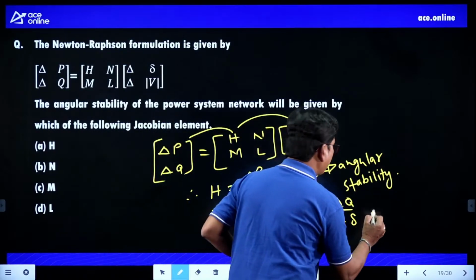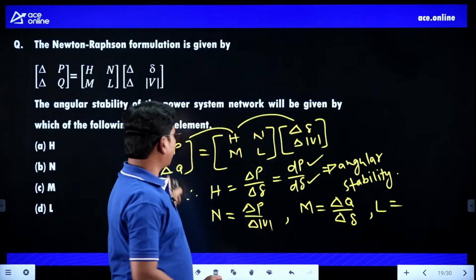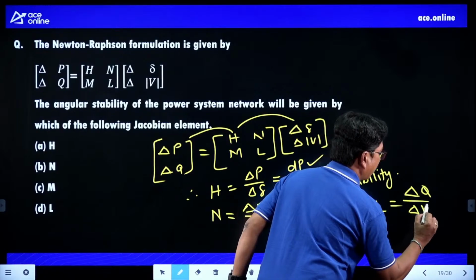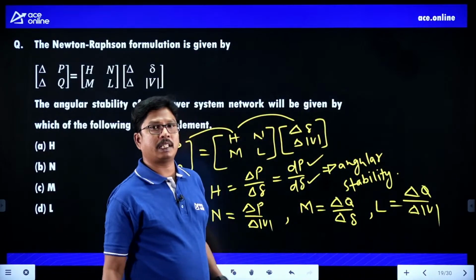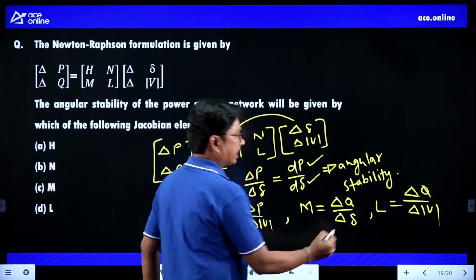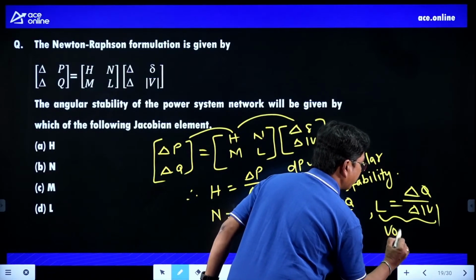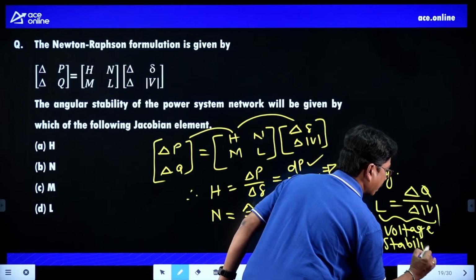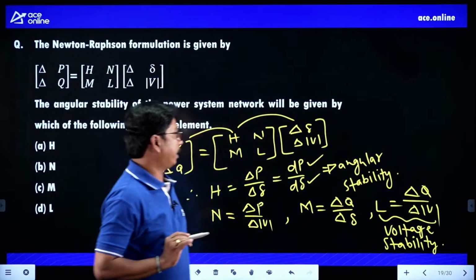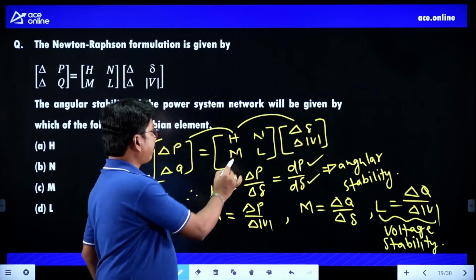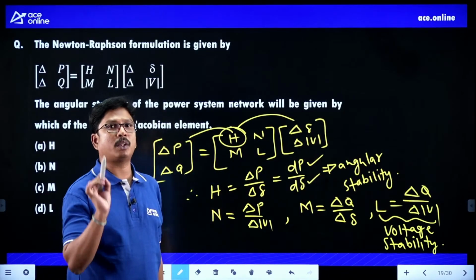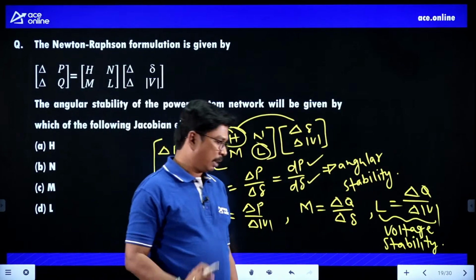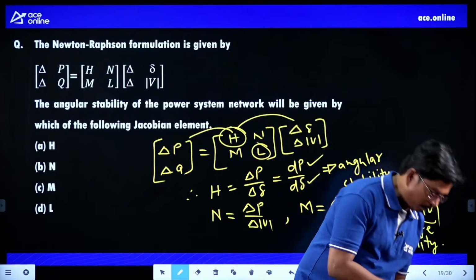And what about L? L is the mapping between Q and V, del Q divided by del mod V, the variation of reactive power with respect to variation of voltage. So it is giving the voltage stability information. Therefore, parameter H gives the information about rotor angular stability and L gives the information about the voltage stability of the power system network.